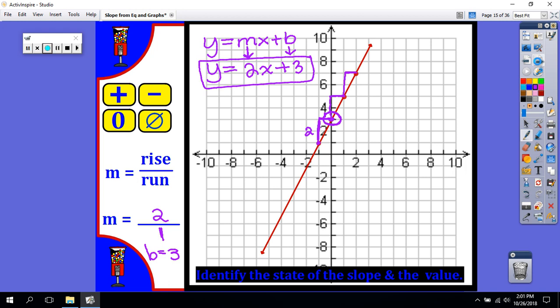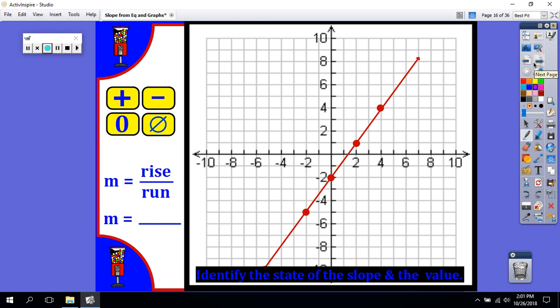Let's look at another one. Here we go. Example 2. We're going to start at the lowest point on the farthest left, so that would be here. And we're going to do rise and run to get to the next point. So we're going to go up. Here we go. Put your pencil on the first point. Go with me. 1, 2, 3. So we went up 3. Now we're going to the right.